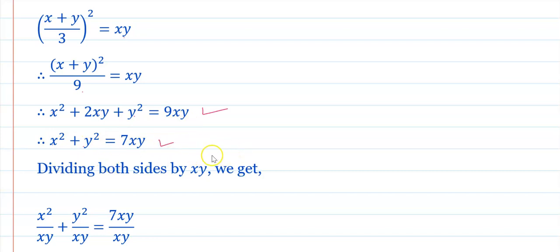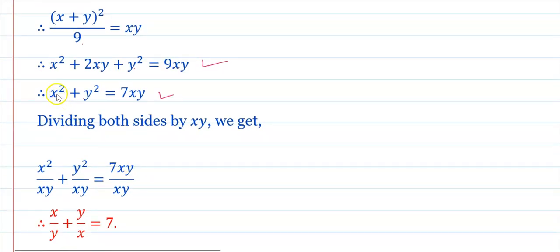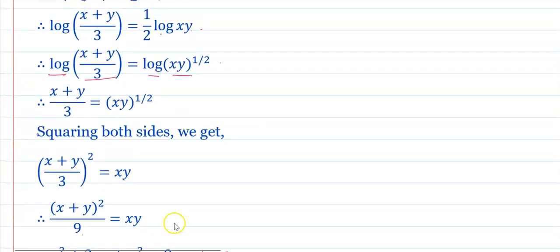Now divide the whole equation by xy. Then you will get x square upon xy plus y square upon xy is equal to 7xy upon xy. xy gets cancelled. In x square upon xy, x gets cancelled, giving x upon y. In y square upon xy, y gets cancelled, you will get y upon x, and that's equal to 7. And hence it is proved.